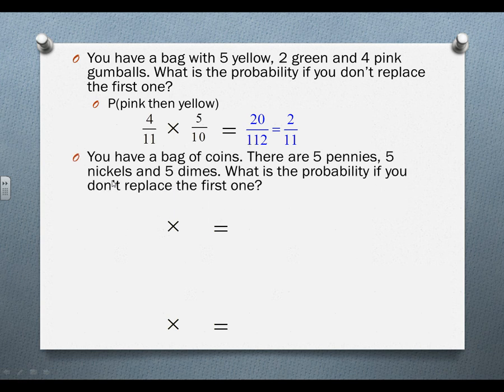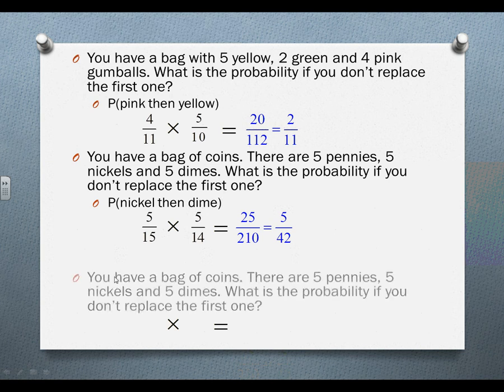Okay, I have a bag of coins, 5 pennies, 5 nickels, 5 dimes. What is the probability if you don't replace the first one to get a nickel and then a dime? So how many nickels do I have? I have 5 nickels out of a total of 15 coins. So that's 5 out of 15. And then a dime, I have 5 dimes, but I didn't replace it, so it's going to be 5 over 14. And that is going to give me 5 over 42.